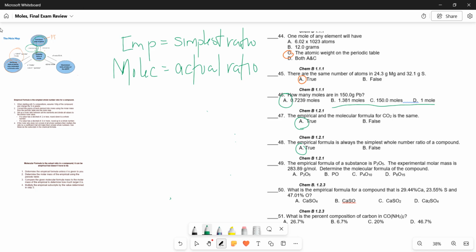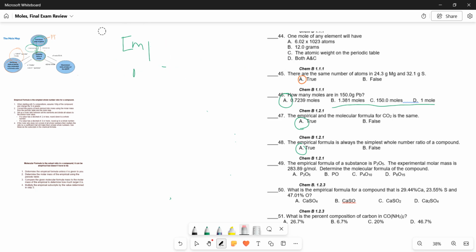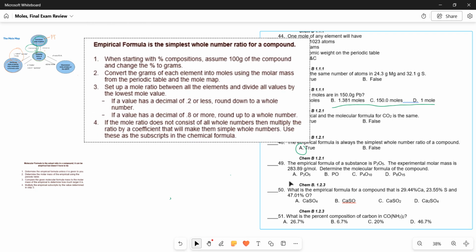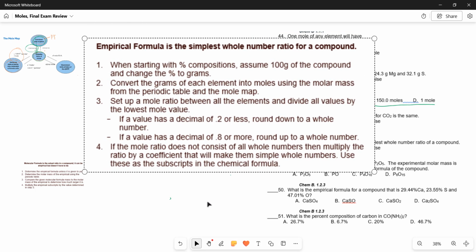Now, going back to the PowerPoint that I would give to my students, they would have to know how to determine an empirical formula and a molecular formula. So if we look here, I have the explanations for my notes, which you can screenshot, that gives the steps of determining an empirical formula. When you're starting with percent compositions, which we will do down in question 50, you assume 100 grams, and those percents are now equated to grams. You convert the grams to moles. Then you set up a mole ratio, dividing all values by the lowest in that mole ratio.